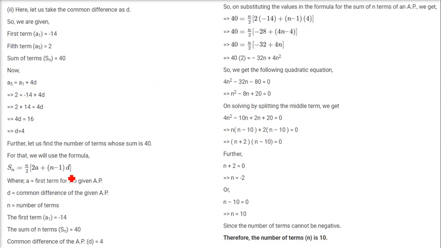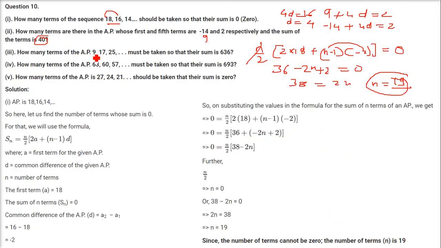So we'll use the formula n by 2, 2a plus n minus 1 into d. This sum is 40. a we just found out to be minus 14, which is already given, but d we found out as 4. We'll use this formula, we'll have a quadratic equation, we'll solve the quadratic equation, we get n plus 2 and n minus 10. Because n equal to minus 2, we'll not take it because n cannot be negative. n minus 10 equal to 0, that is n equal to 10, this we can take. So the number of terms are 10.